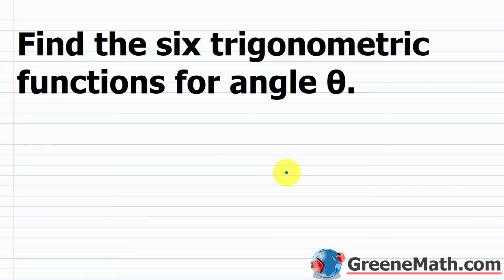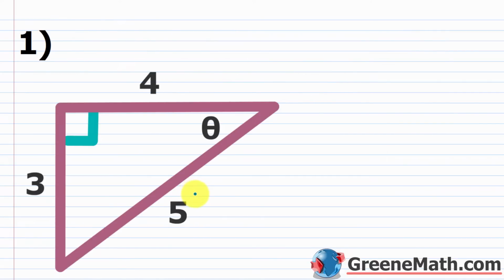All right, let's take a look at the practice test. We want to find the 6 trigonometric functions for our angle theta. So coming down to this first problem, we see we have a right triangle, and a lot of you will recognize this as a 3, 4, 5 right triangle.